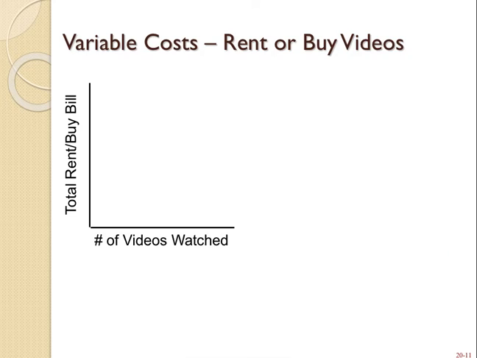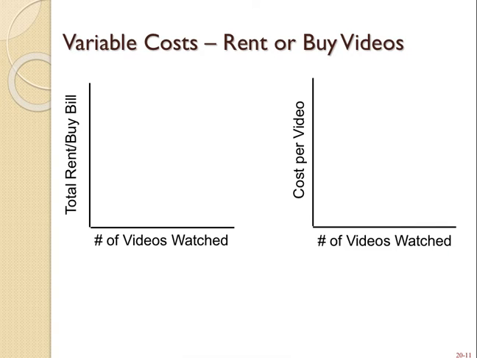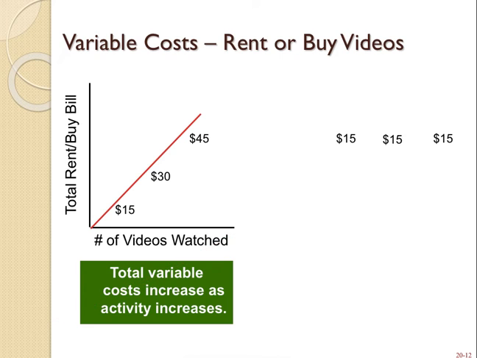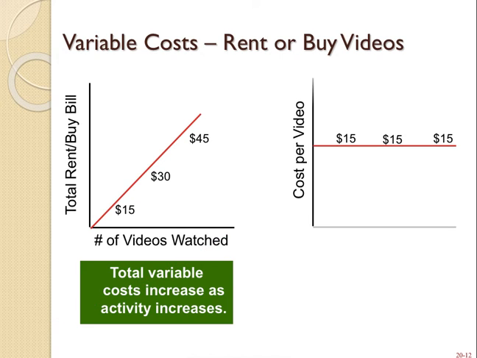Okay. Variable costs, on the other hand, we're going to look now at the rent or buy videos because these qualify as variable costs. And again, our graphs are the same, but this one is going to be your total rent or buy bill for whatever videos you buy. And then this graph over here is, again, cost per video. So with the variable cost, our total bill, let's see what happens to our total bill as we buy more videos.